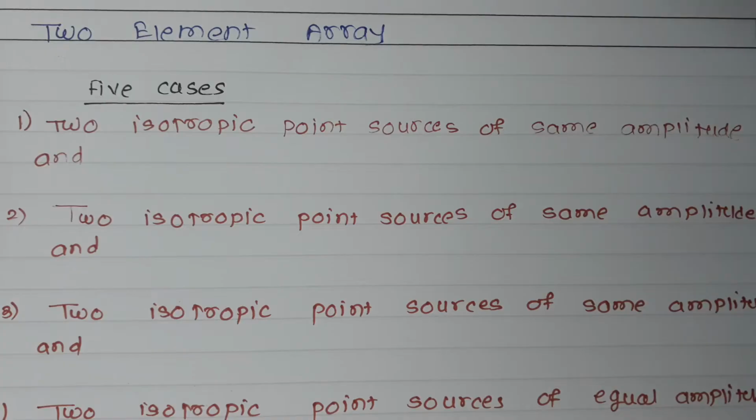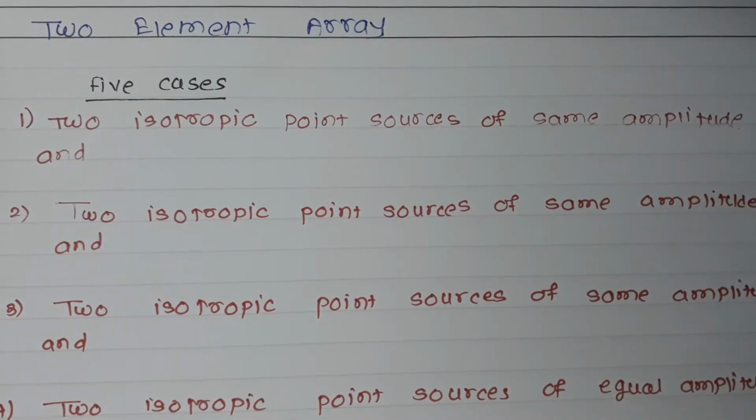So here we are interested in finding the field at a distance r along a line at an angle of phi with the x-axis. Note that in antenna theory we are not interested in the radiation over a short distance, that is, r is very large. So our observation point P here will be at the distance r, which is very large. Okay, so in this section we will study 5 cases involving two isotropic point sources.